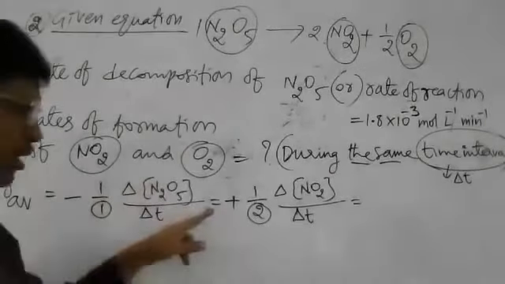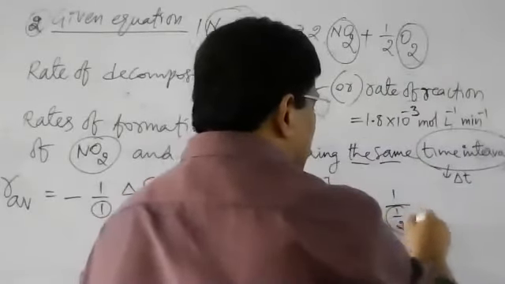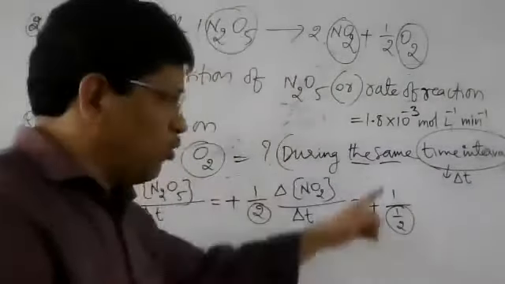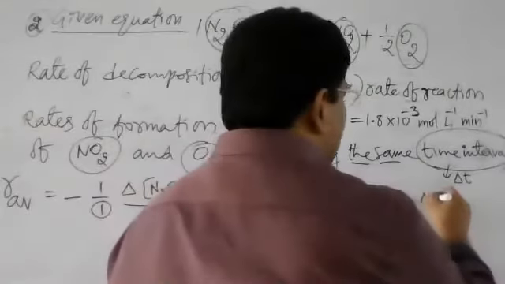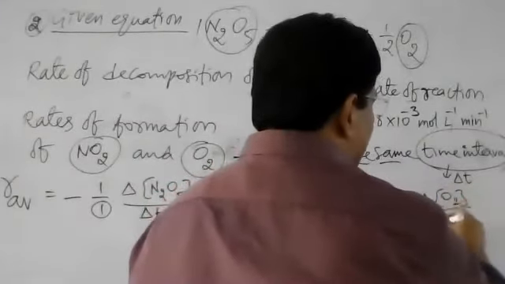That equals, here plus or minus for the product, plus 1 by how many moles of oxygen here? 1 by 2. So 1 by 2 means 2 only here. Plus 1 by 2 delta O2, the change in concentration of O2 by change in time. This is the expression. From this, what is given?